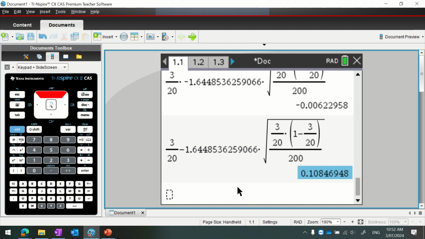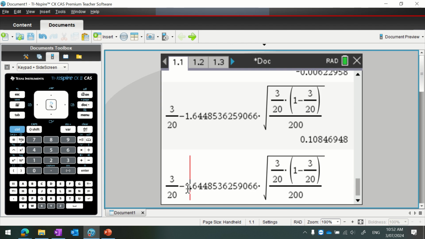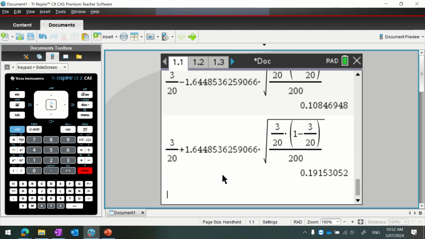And you can do the same with the plus. So here you just need to add that, and you get the other answer, 0.192.